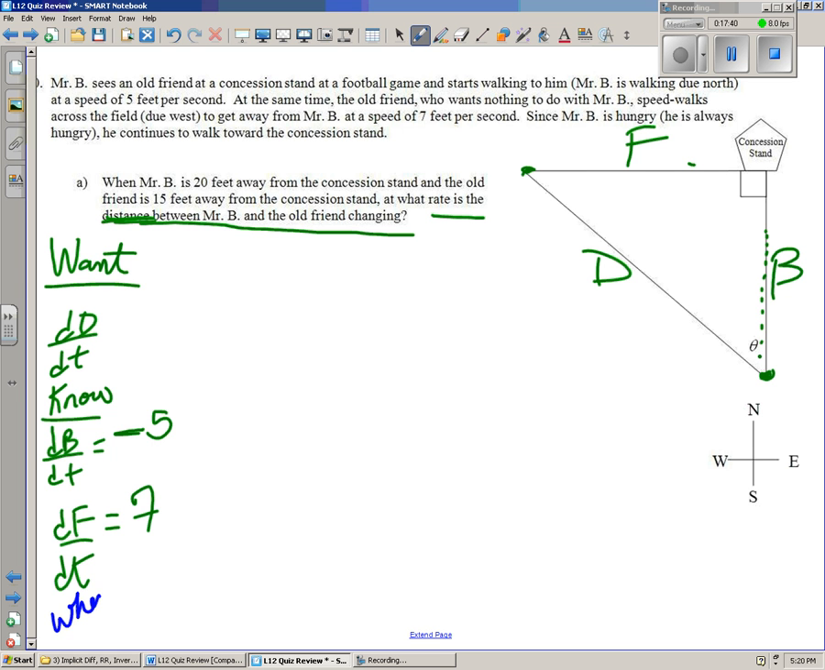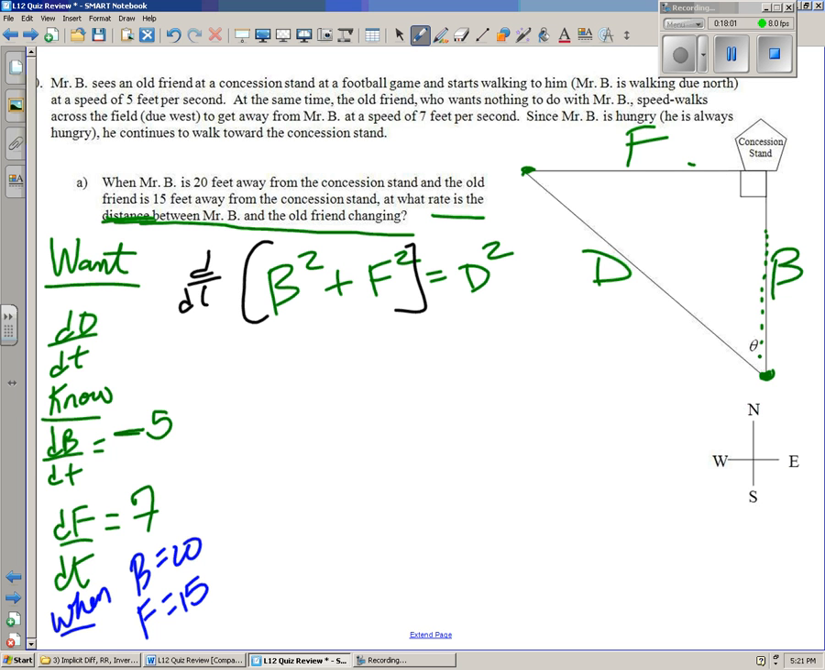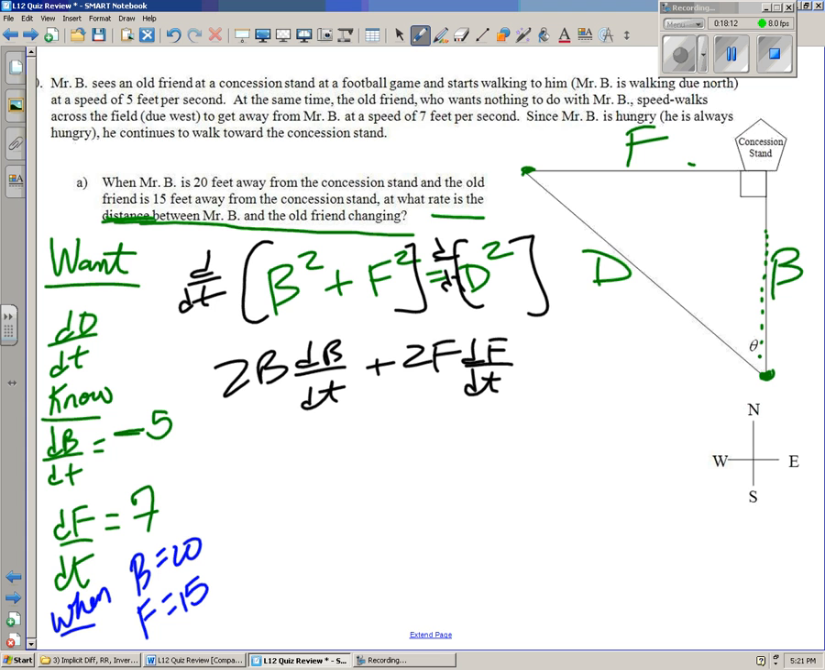Okay. When do we want this all to occur? Well, we want this to occur when B is 20 and the old friend is 15 feet away from the concession stand. So now we want a relationship between all three quantities. Our old friend, the Pythagorean theorem, will do. And to introduce the rates, we're going to differentiate both sides with respect to time. So we get 2B dB over dt. Remember to use the chain rule here. Plus 2F dF over dt is 2 big D, big D over, sorry, dt.